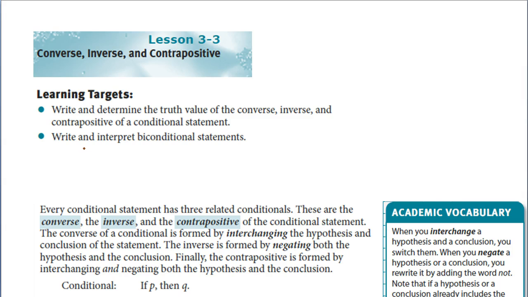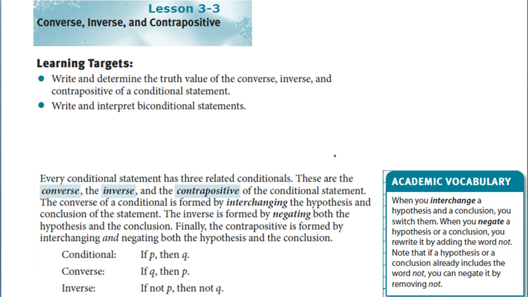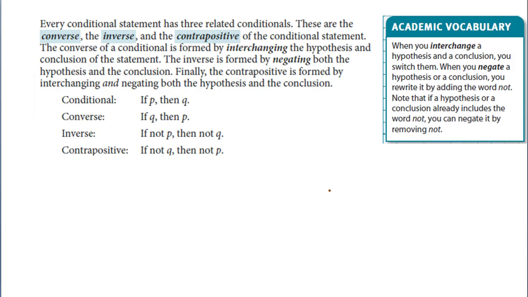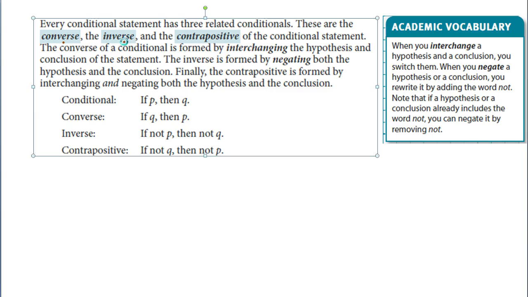The second learning goal is to be able to write and interpret biconditional statements. These are another kind of sentence that has a particular phrase in them. Every conditional statement has three related conditionals. These are the converse, inverse, and the contrapositive of the original conditional statement.